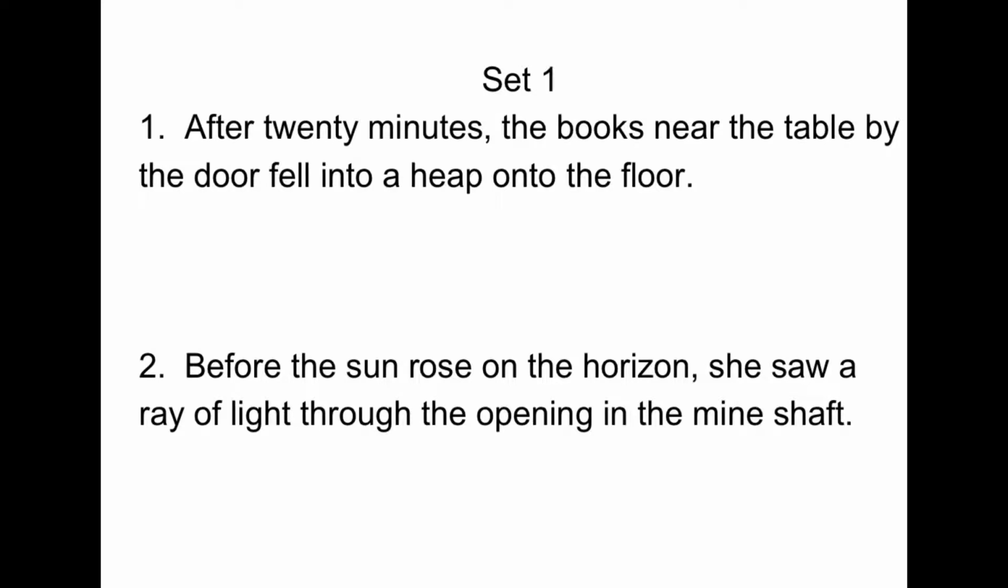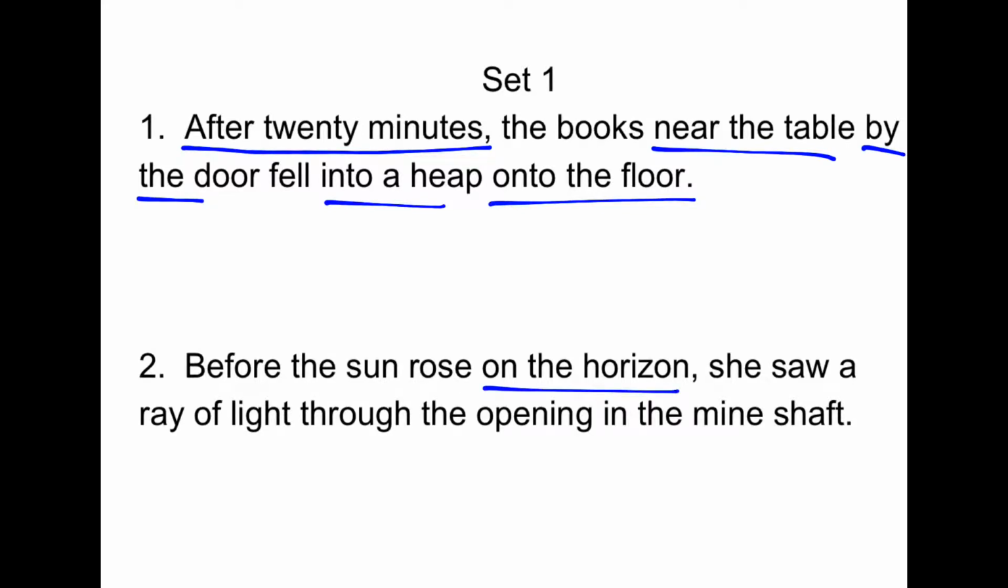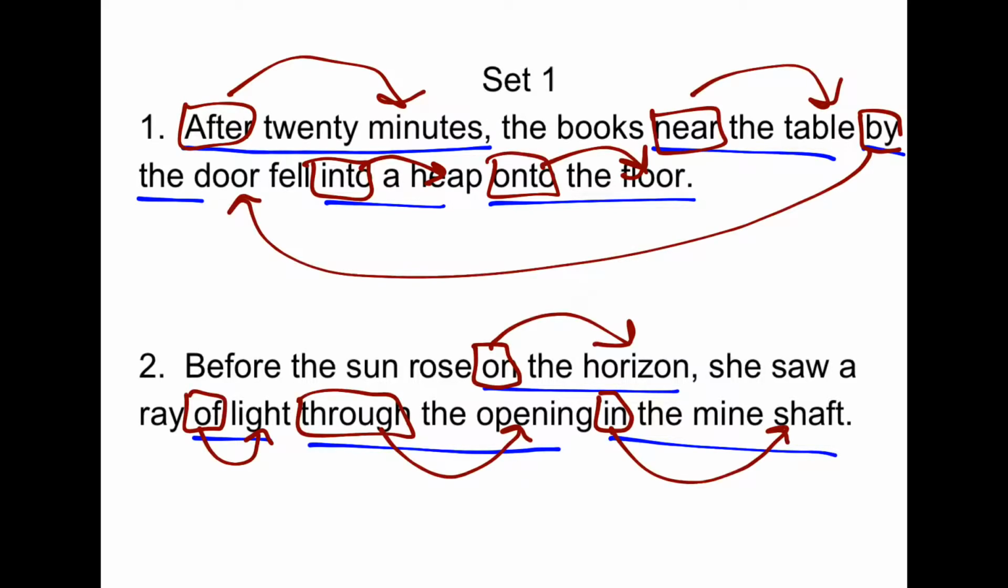Number 1. After 20 minutes, the books near the table, by the door, fell into a heap onto the floor. Number 2. Before the sun rose on the horizon, she saw a ray of light through the opening in the mine shaft. Notice that every preposition has an object, and that every object is either a noun or a pronoun, and that things get a little more complicated in complex sentences, where there are multiple sets of subjects and verbs, and we have subordinating conjunctions, like before.